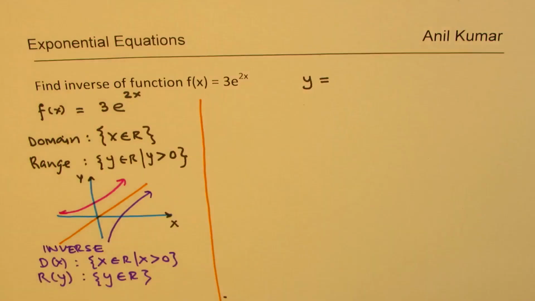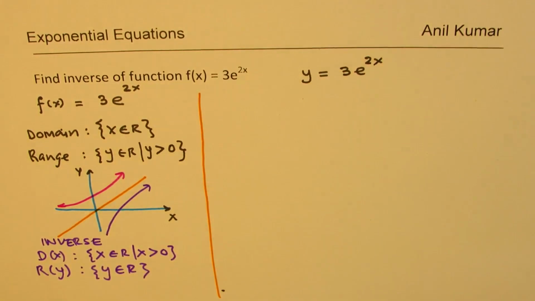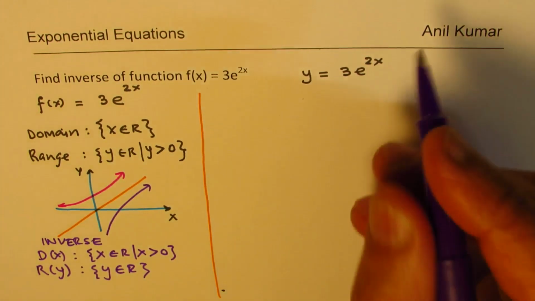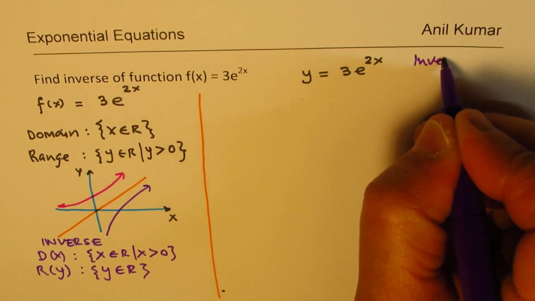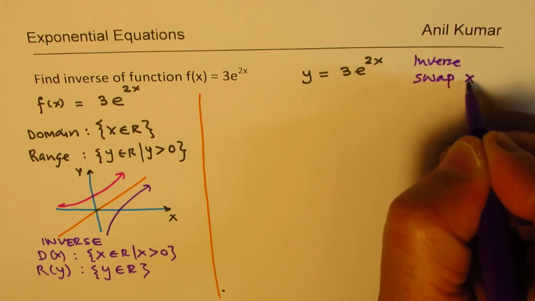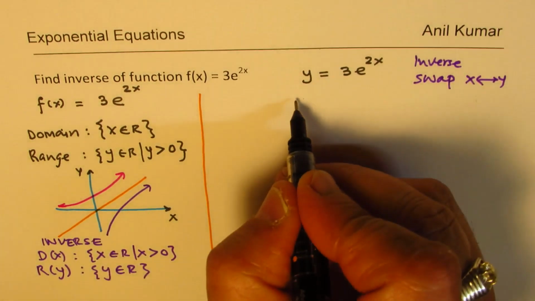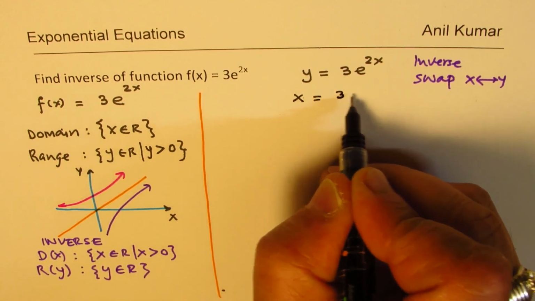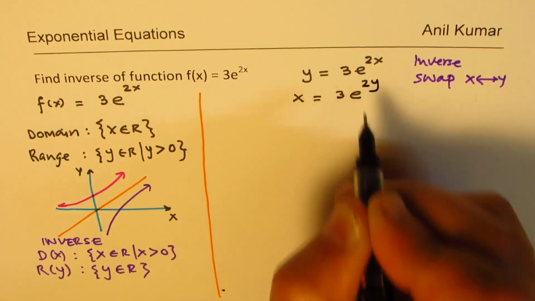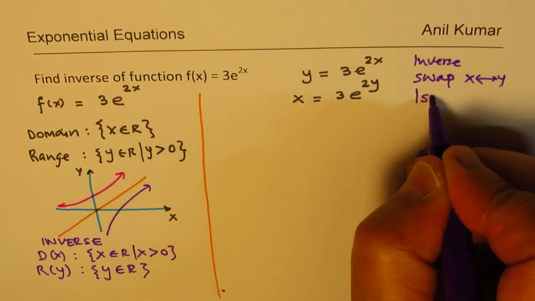We could write this as y equals 3 e to the power of 2x. To find the inverse, what should we do? We need to swap, right? So to find the inverse, the first step is to swap x and y, correct? So x becomes y, y becomes x. So we write like this, x equals 3 e to the power of 2y. Now we need to isolate y, right?